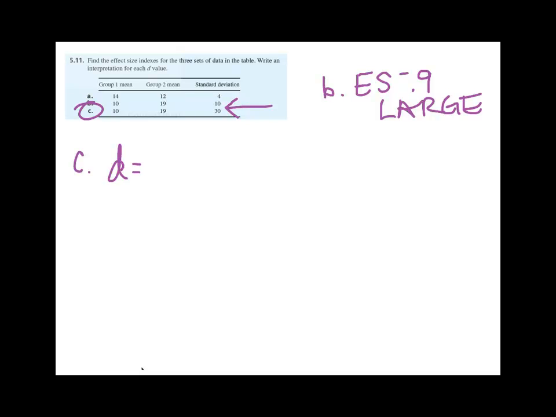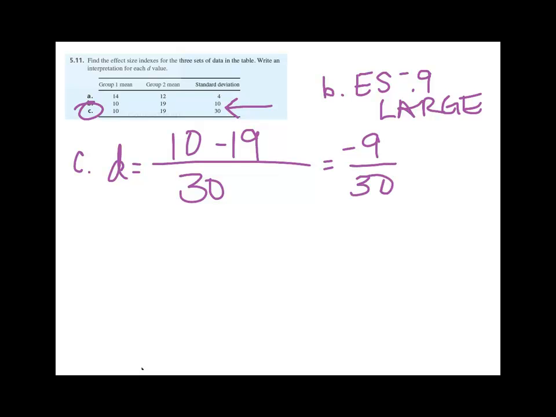So the D in this case will be equal to 10 minus 19, so that looks familiar. But now we're going to divide by 30. So that gives you negative 9 over 30. And if I type that into a calculator, I get negative 0.3.